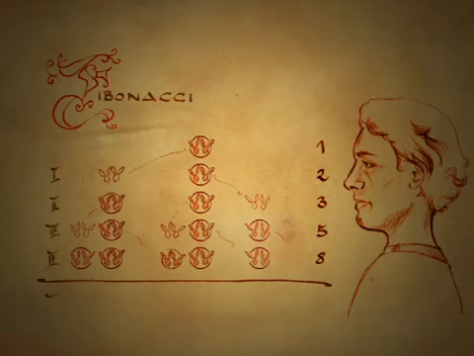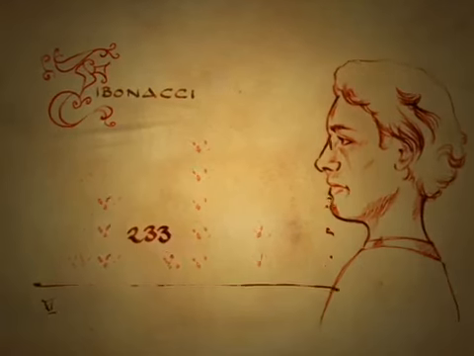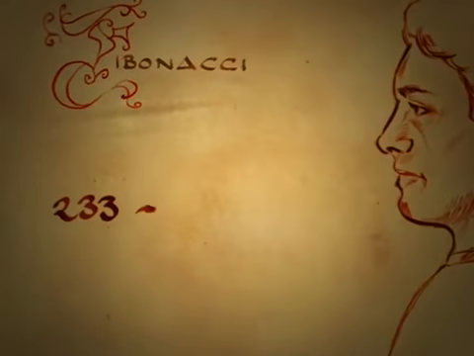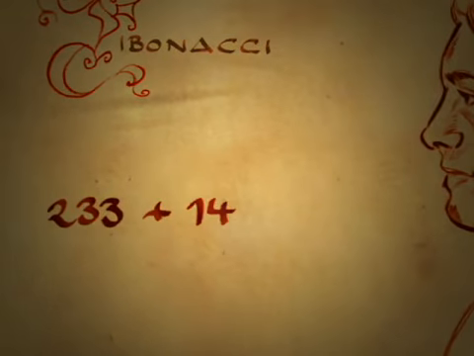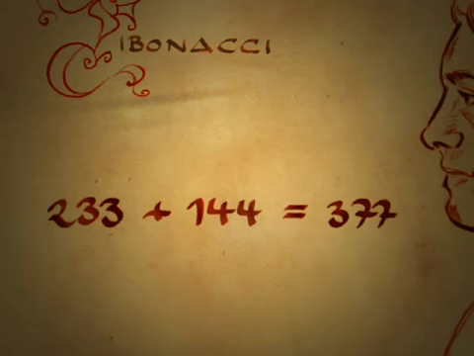Until, after 11 months, 233 pairs of rabbits have resulted from the first pair. And Fibonacci writes, when finally the 144 pairs are added to those born in the last month, in the end there are 377 pairs. And the above-mentioned pair have finally produced that many pairs at the end of 1 year.